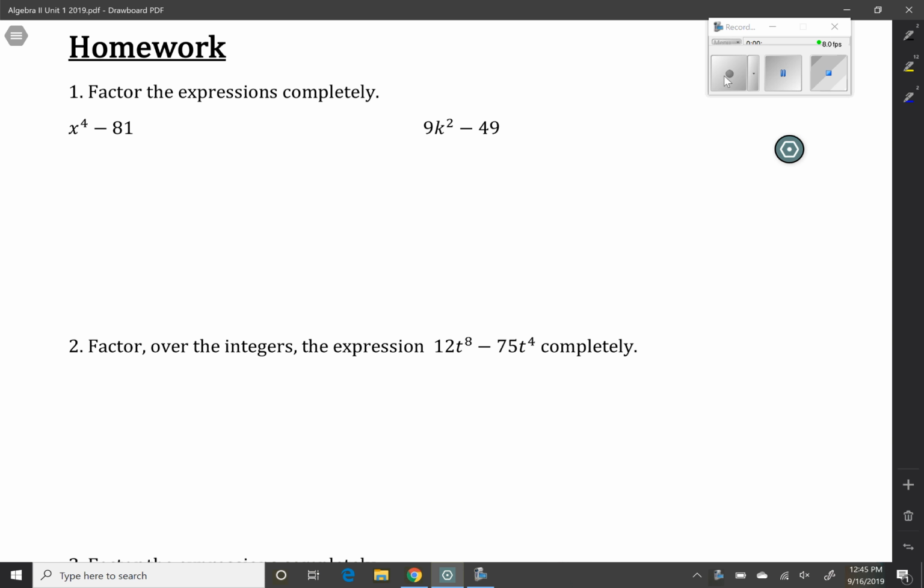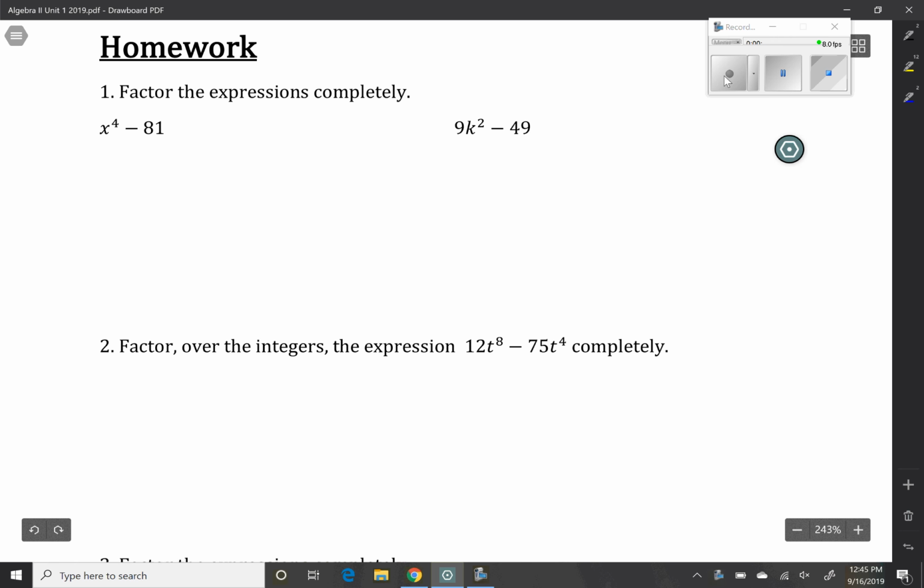So the first one here I've noticed is difference of two squares. I know that because I have a difference. 81 is a perfect square, and I have even exponents. So I have everything I need to do this. So we're going to do x squared plus 9 and x squared minus 9.